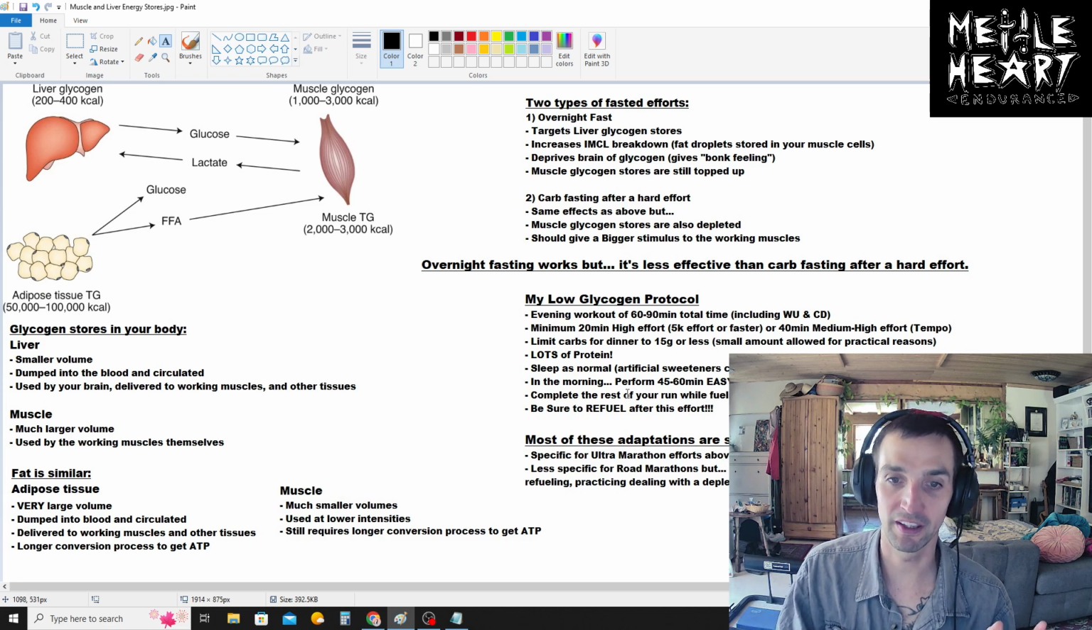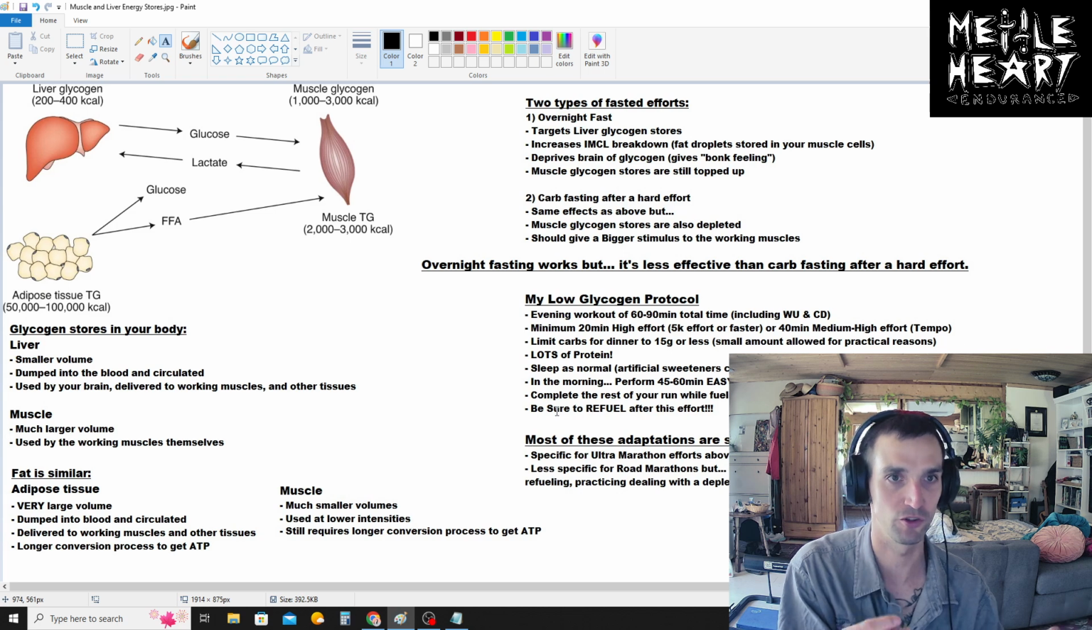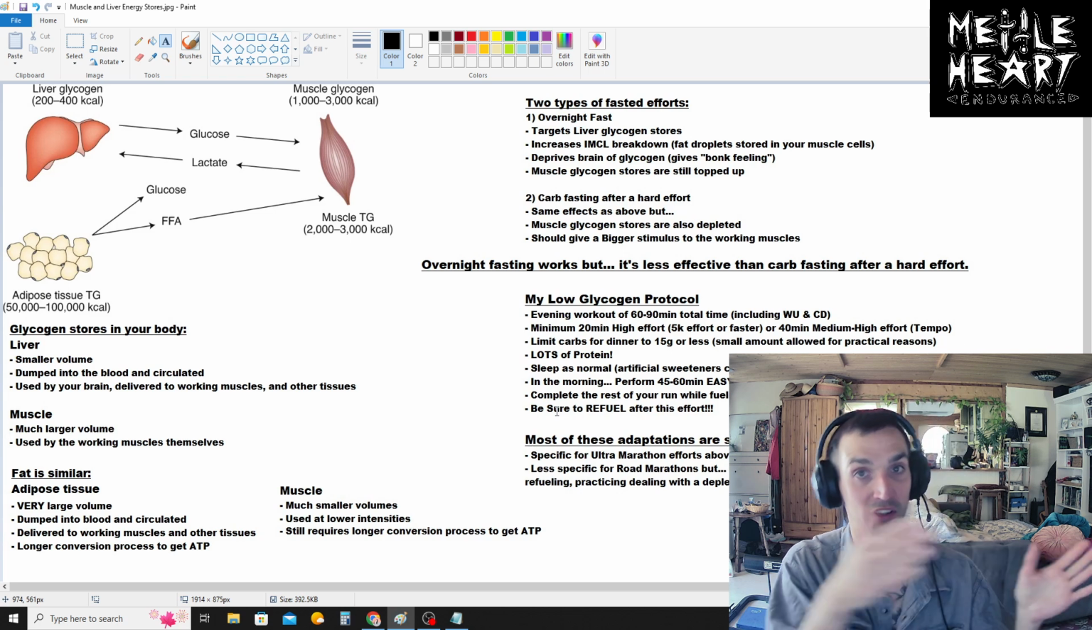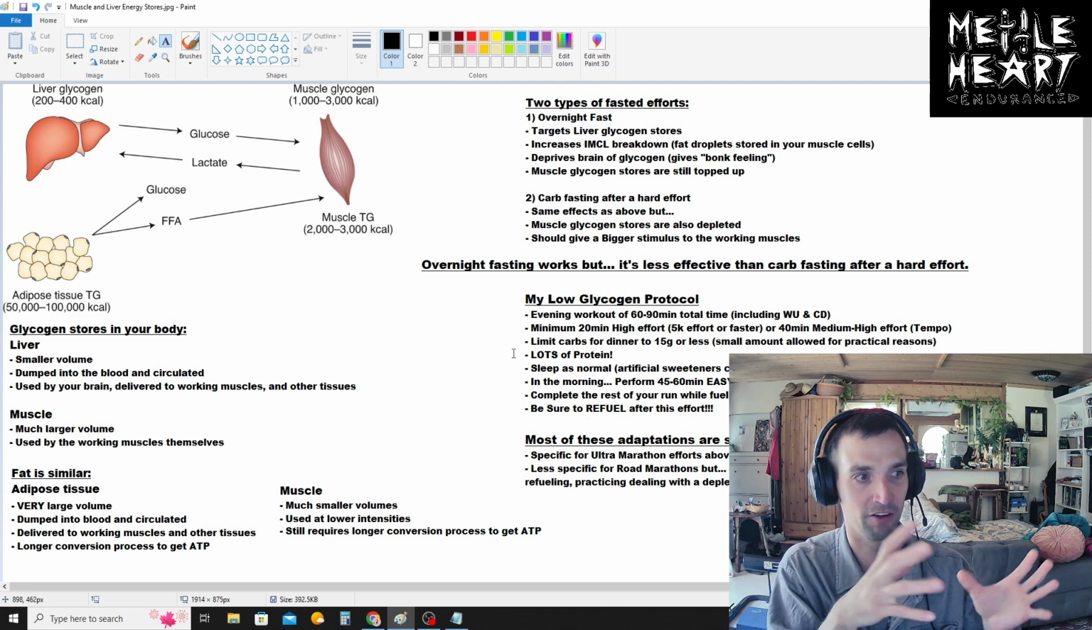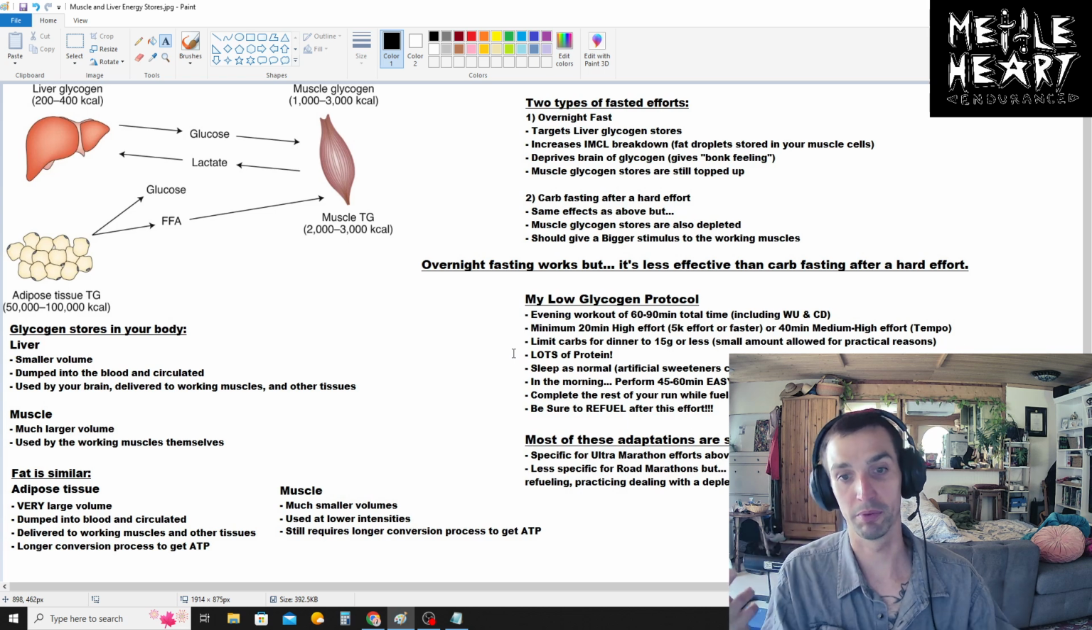So practice your race nutrition when you're depleted. This is a really good way to learn to practice race nutrition, and then you can continue the rest of your run. So now we're getting that period of depletion, and also practicing race nutrition.